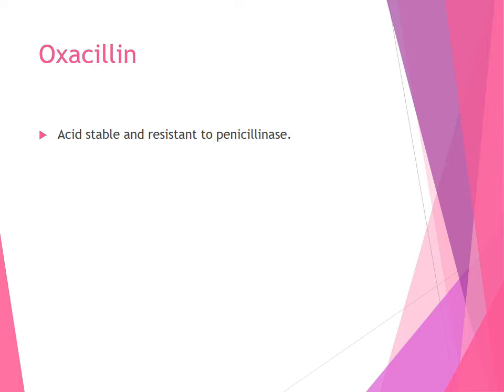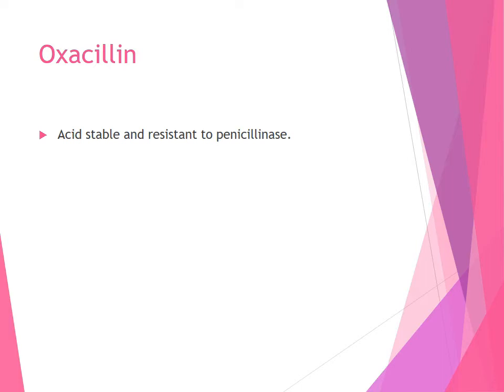Next, we have PEN-V. PEN-V is also known as phenoxymethylpenicillin. The advantage of PEN-V is that it is narrow spectrum, and it is susceptible to penicillinases. Next, we have PEN-G benzathine. This is usually in depot form.